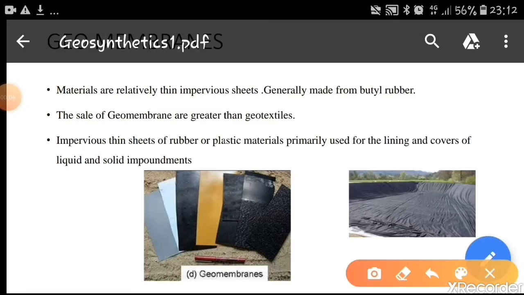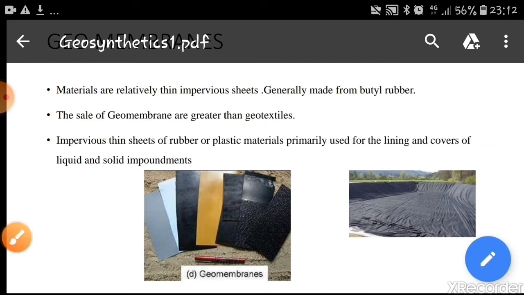Geomembranes. Geomembranes are relatively thin impervious sheets generally made from butyl rubber. The sales of geomembranes are greater than geotextiles. They are impervious thin sheets of rubber or plastic materials primarily used for lining and cover of liquid and solid impoundments. These are called geomembranes, and can be used as liners where they prevent water from percolating through them. That's why these geomembranes are used.